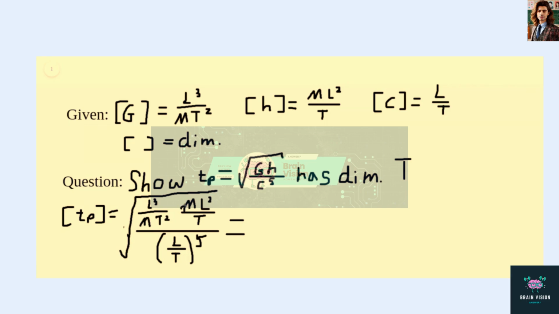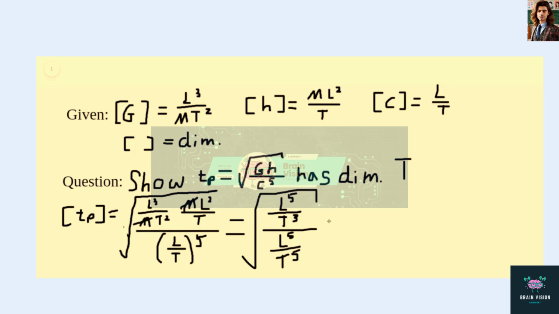Okay, well, let's go ahead and simplify this now. The masses are going to cancel. The mass dimensions cancel. That's nice and easy. Length to the third times length to the second gives us length to the fifth. Then T squared times T gives us T to the third. Okay, and then all of that is divided by length over time to the fifth. So you have length to the fifth divided by time to the fifth. And then this whole thing is under the square root.